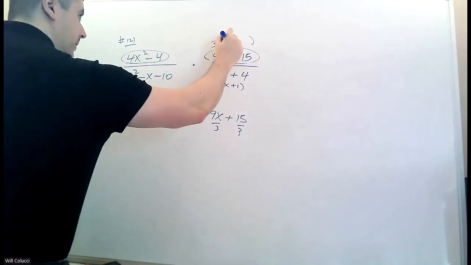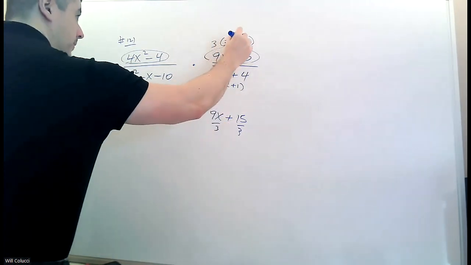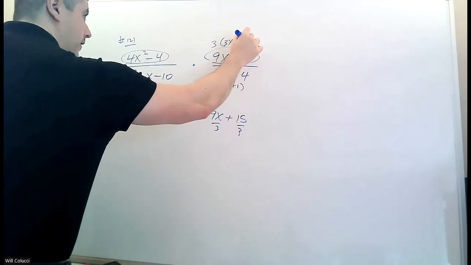9 divided by 3 is 3. The X stays. It's important. The X doesn't go away. Plus 15 divided by 3 is 5.